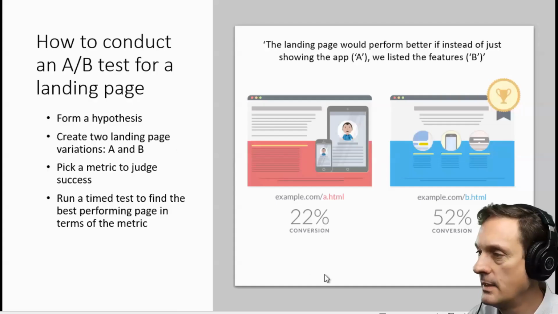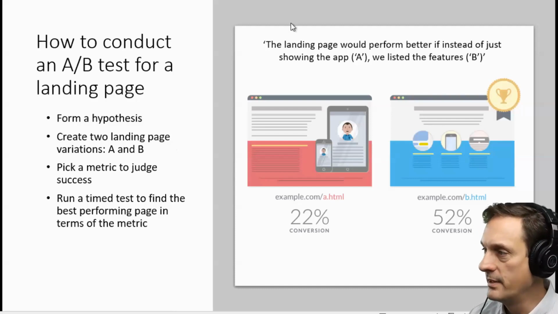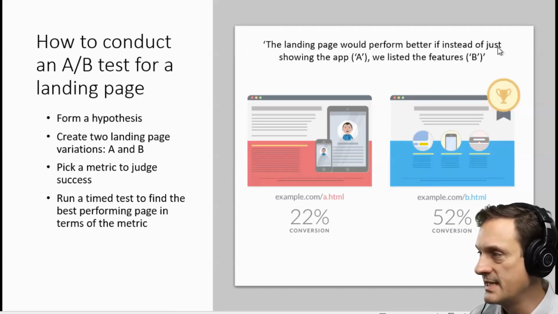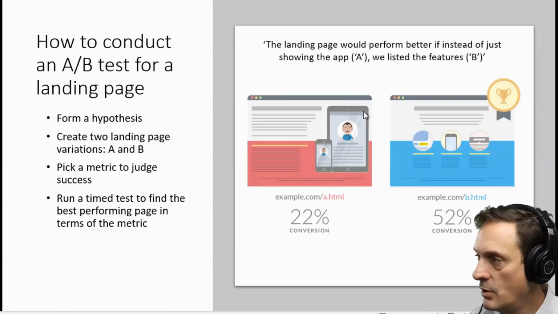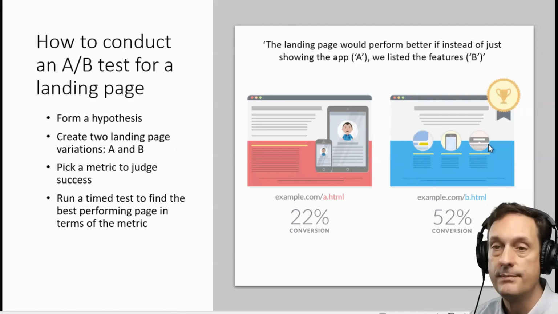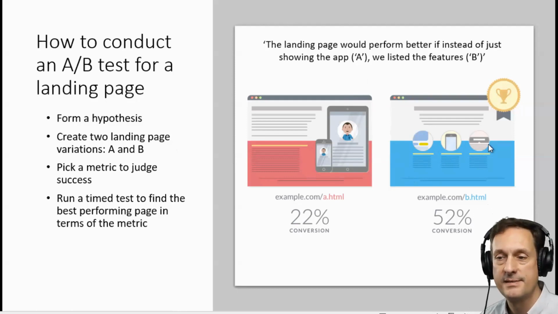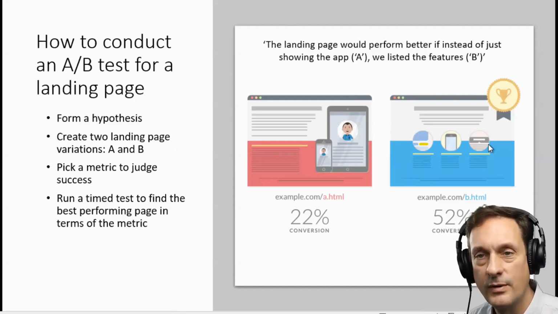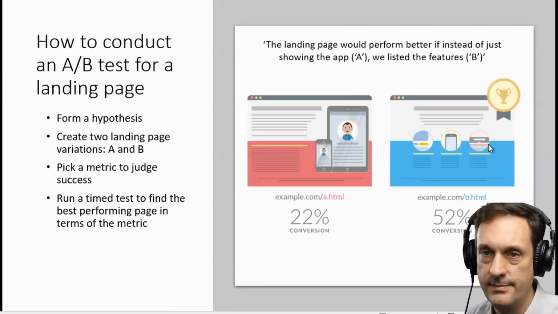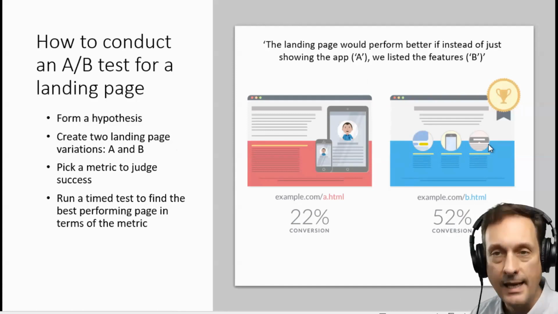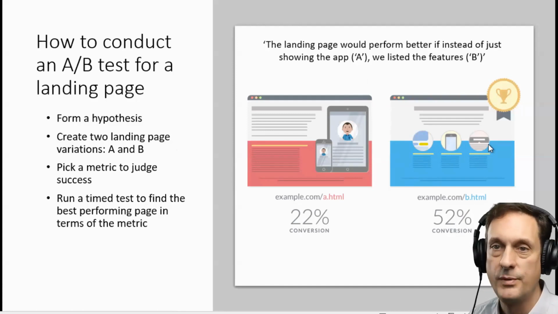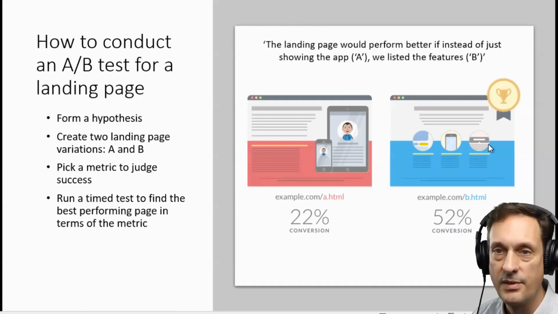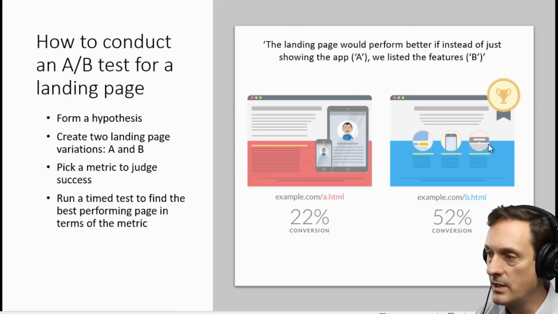Okay. So what you do here is, for example, the landing page would perform better if instead of just showing the app, which is A, we listed all the features, B, and that is your hypothesis. And if this is starting to sound like high school physics or chemistry or whatever, it is. It's the scientific method. This is how we do testing. Same way that people in the lab do it. We come up with a hypothesis of something that we think might be true. Then we run an experiment. Then we use the data to determine whether or not we were correct.